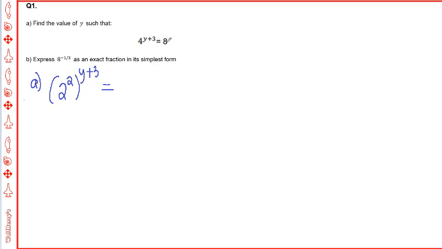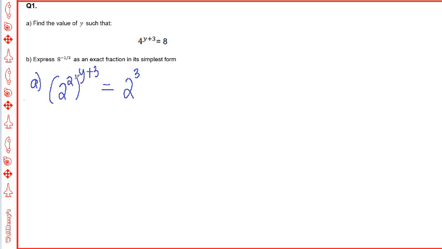Then we look at this number here. This is 8. So we have to ask ourselves, how can we make 8 2 to the power something? Well, 2 to the power 3 is 8. So then we've accomplished our goal. Now, we still have 2 to the power 2. We want to get rid of this power 2.